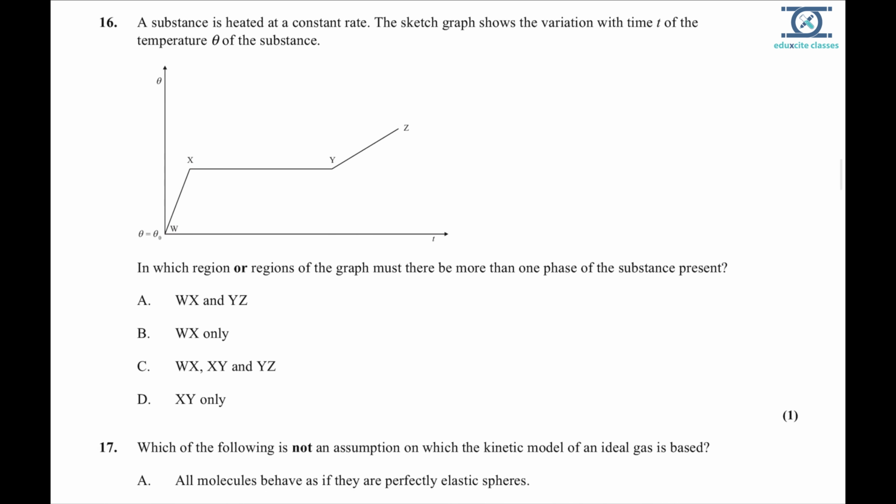Now question number 16. A graph is given. The question is asking, in which region or regions of the graph must there be more than one phase of the substance present. Now we know that more than one phase is present only when a phase change takes place, and phase change is identified when the temperature is constant. In the given graph you can see the temperature is constant from X to Y only. So option D is the right answer.